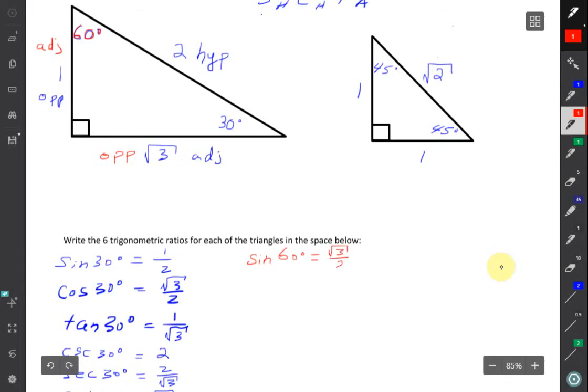And notice because the sides switch places between the opposite and the adjacent, that these ratios are switching places. So sine 60 is root 3 over 2. The cos of 30 is root 3 over 2. The cos of 60 is the adjacent over the hypotenuse, which is 1 over 2, or 1/2. And the tan of 60 is the opposite over the adjacent, which is root 3 over 1. So that is root 3.